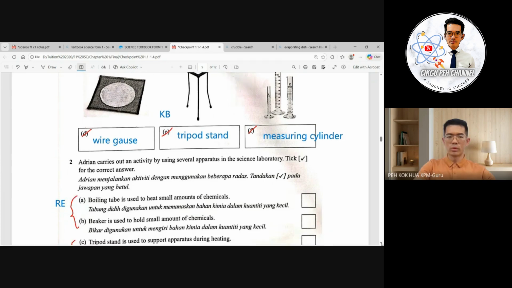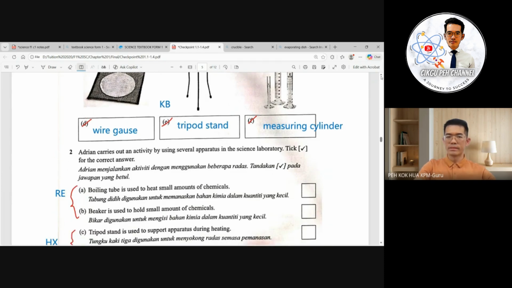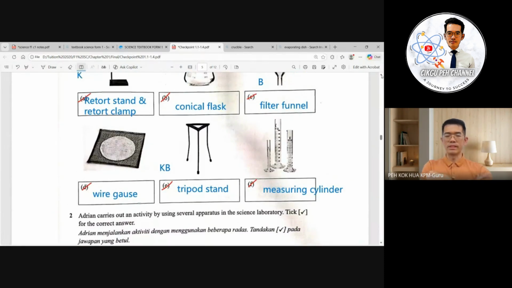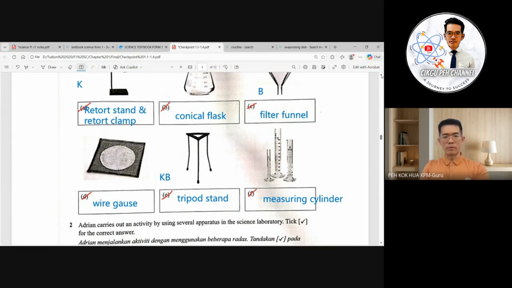Okay, so I repeat the answer so that Catherine can get, because Catherine cannot see anything. So A is retort stand and retort clamp. B, conical flask. Filter funnel for C. Wire gauze for D. E, tripod stand. F will be measuring cylinder.